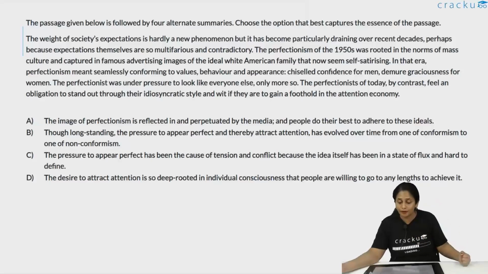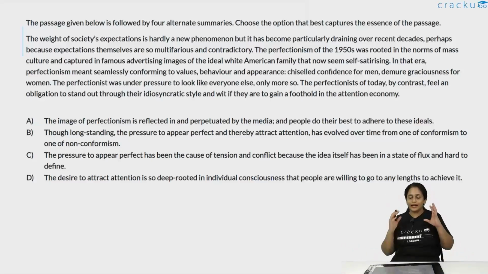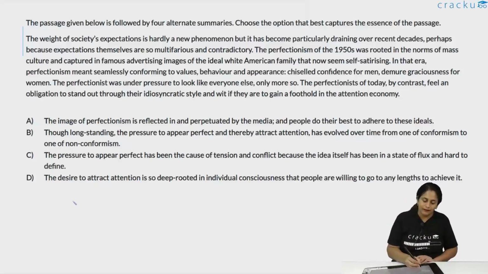The perfectionism of the 1950s was rooted in the norms of mass culture and captured in famous advertising images of the ideal white American family that now seems self-satirizing. In that era, perfectionism meant seamlessly conforming to values, behavior and appearance, chiseled confidence for men, demure graciousness for women. The perfectionist was under pressure to look like everyone else, only more so. The perfectionists of today, by contrast, feel an obligation to stand out through their idiosyncratic style and wit if they are to gain a foothold in the attention economy. So basically, a point being made over here is that we have a heavy burden of society's expectation.